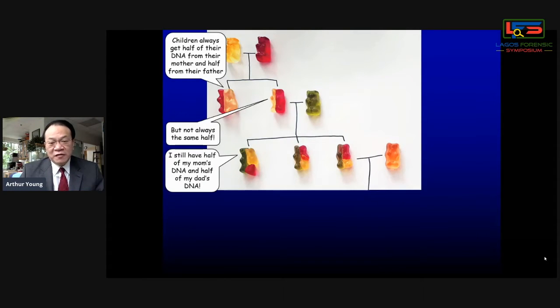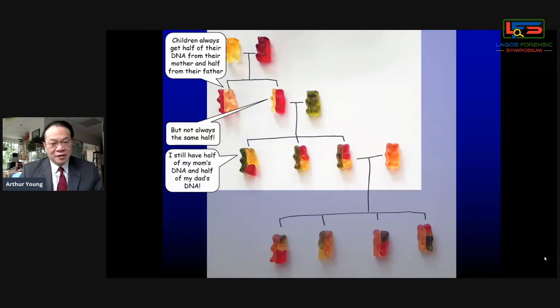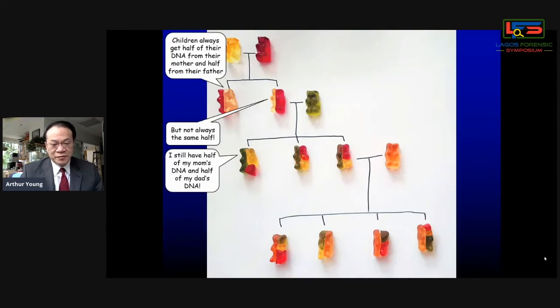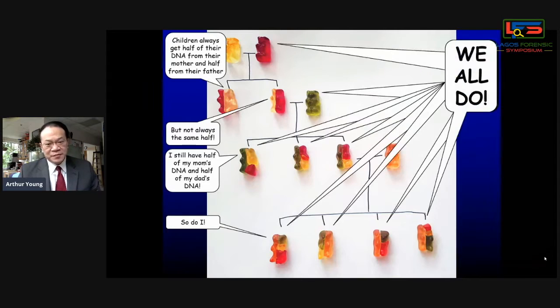So one of our cubs meets an orange bear, and they go and have several cubs of their own. And again, you'll notice that each cub has half an orange bear, which came from one parent, but the other half is now broken down into fractions of the others. So this rule is always the same. It's half from the mom and half from the dad.